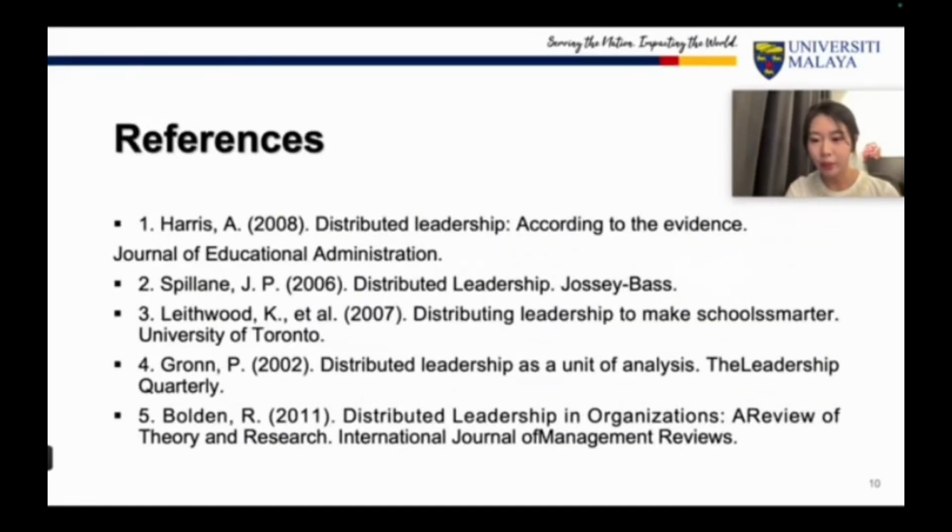So, in the wave of education reform, distributed leadership shows us that sharing power and responsibilities can unlock a school's potential and improve overall education quality.